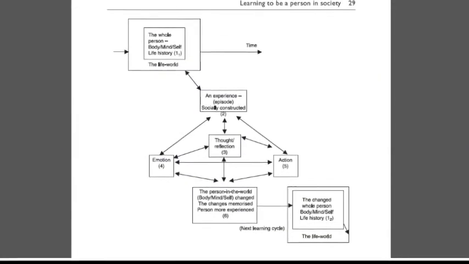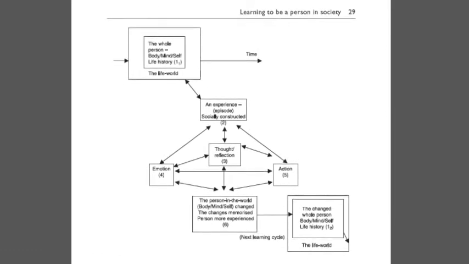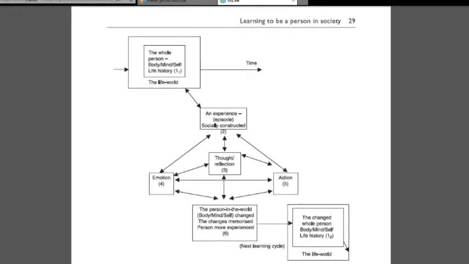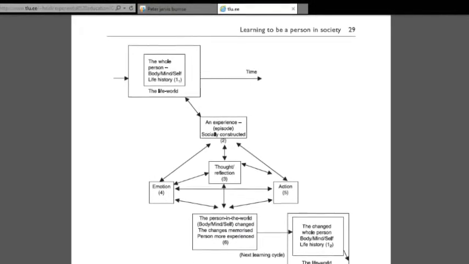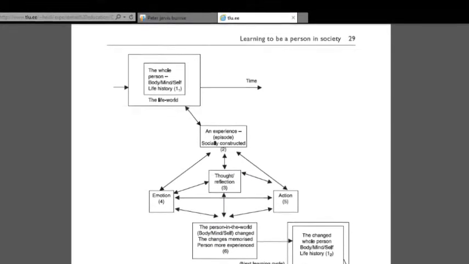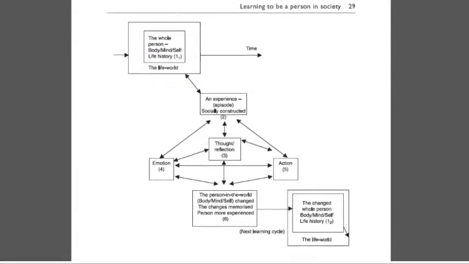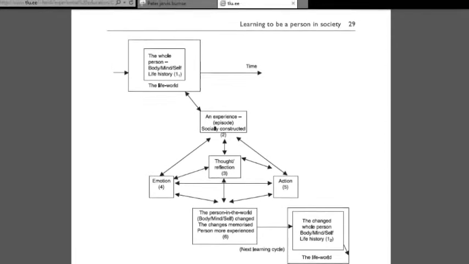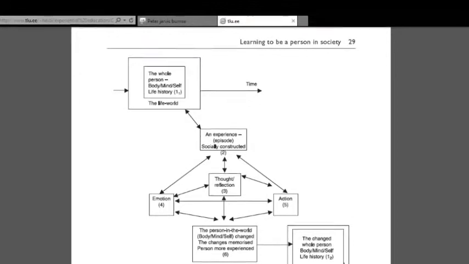They then have a thought and possibly reflect, number three, and can either do four or five. They can have an emotion and then a reaction or an action because of that emotion. Then it moves them to number six, the person in the world changed. In previous models, he had gone back and forth with whether or not that person could be changed or not. What he's now thinking is that the changes become memorized and the person is more experienced. Therefore, the person is changed and their whole person, they look at the world a lot differently. Their view is different than it used to be.